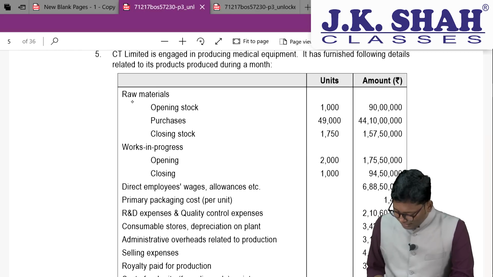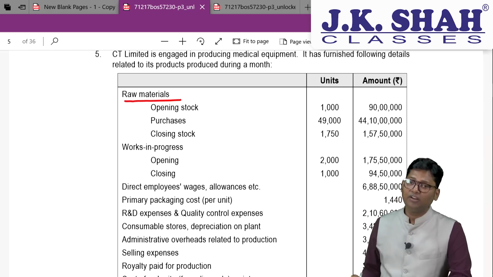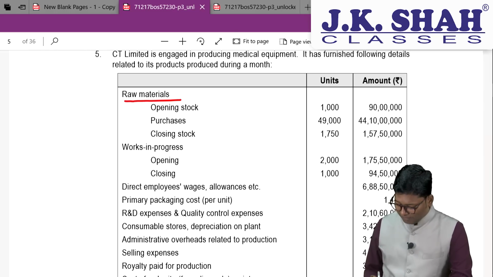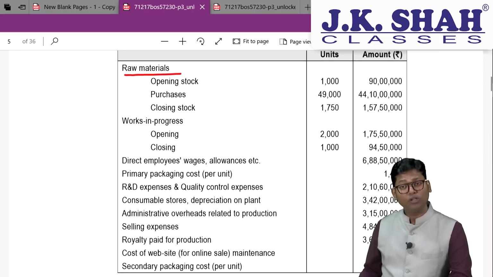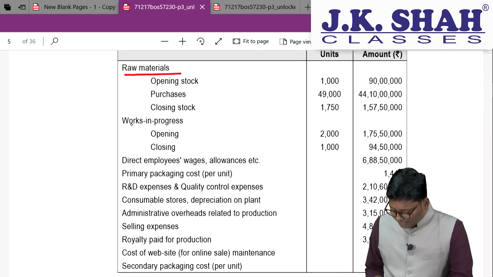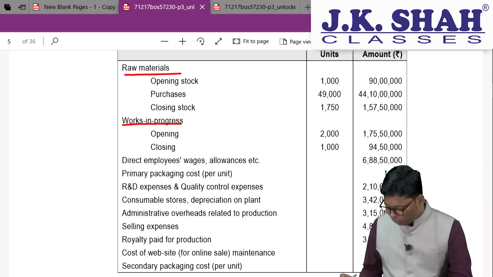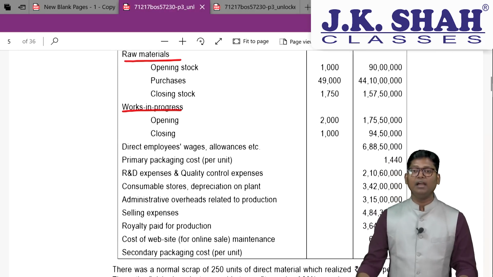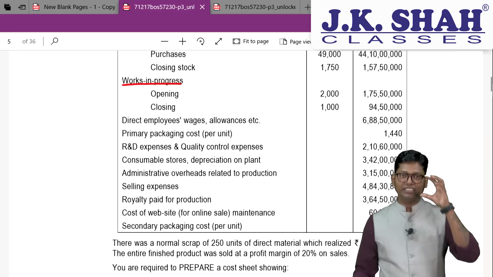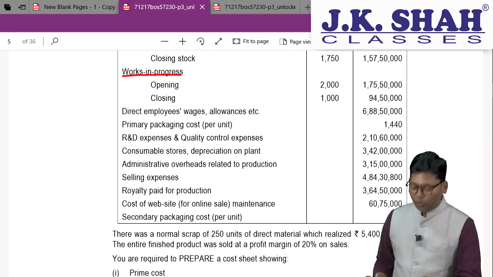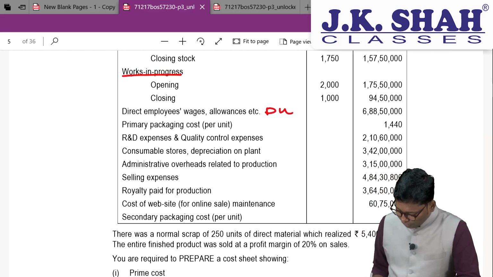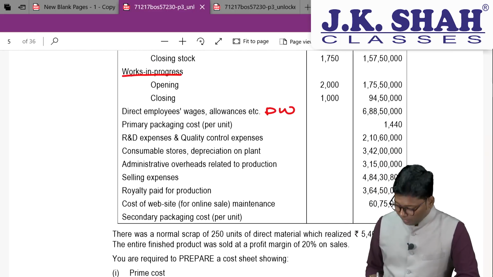The very first details are given related to raw material. They have given us the opening stock of raw material, quantity as well as amount. The quantity which you have purchased is available, and closing stock of raw material is also available with us. Second, work in progress, opening and closing stock along with quantity, amounts, valuation, everything is available. Direct employees wages is direct wages for us. Primary packing cost, we always add this primary packing cost.